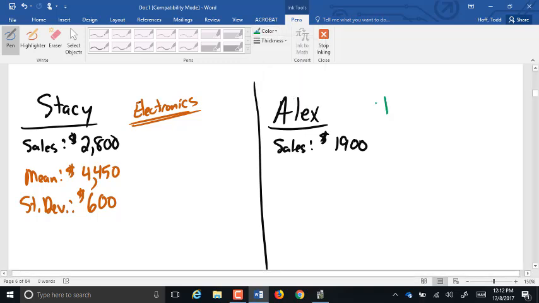Let's say Alex is in toys. Now, this time of year, toys might be pretty popular, but often it is not as good as electronics. So let's say that the mean sales for all salespeople in toys was $3,150, with a standard deviation of $500.